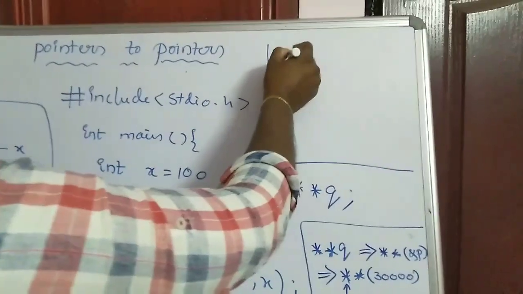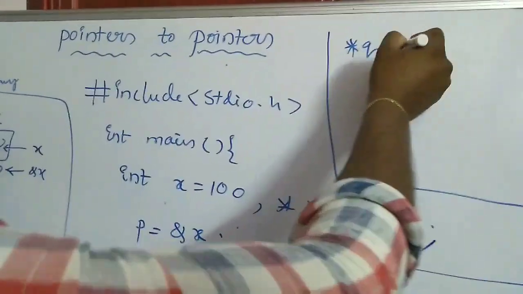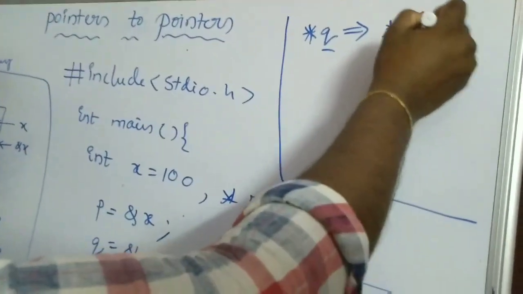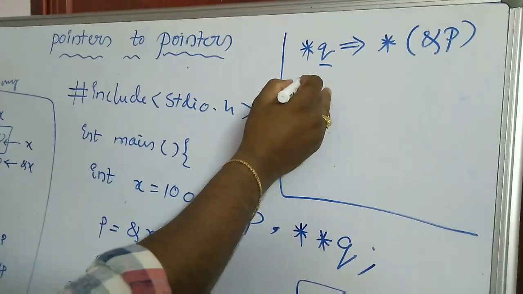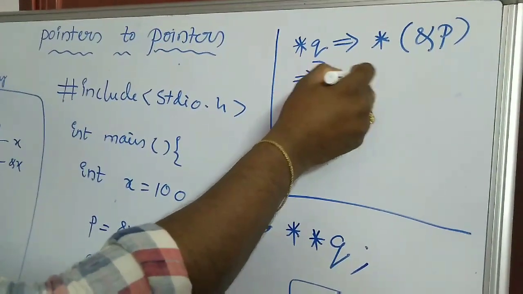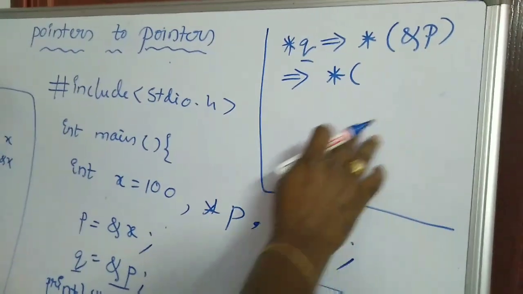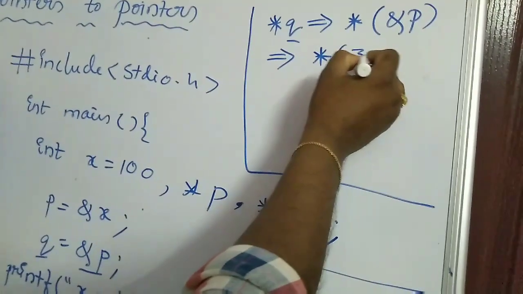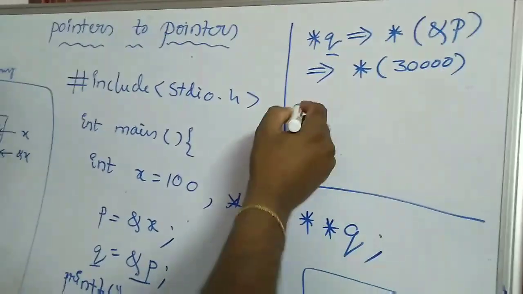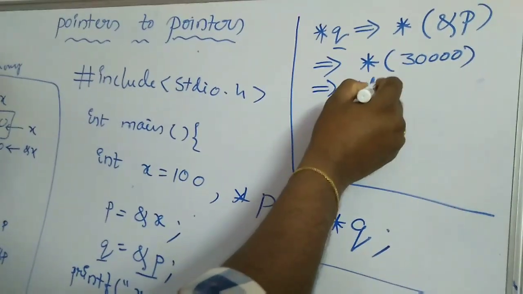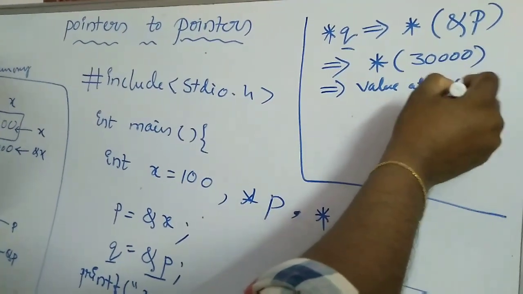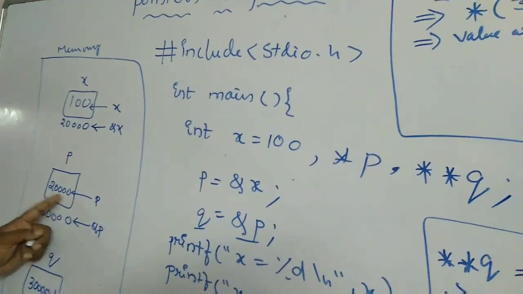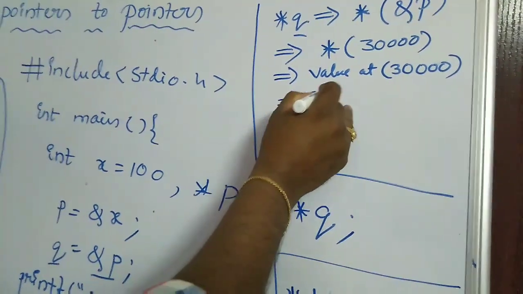So we have written it as star of q, which implies star of, okay, instead of q I can write address of p. So here star, what is address of p? Address of p, from this figure we can know, is nothing but 30,000, and star means value at 30,000. What is the value at 30,000? The value at 30,000 is 20,000. So here I can write it as 20,000.